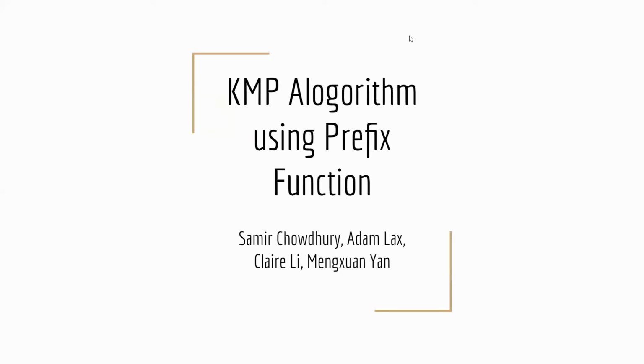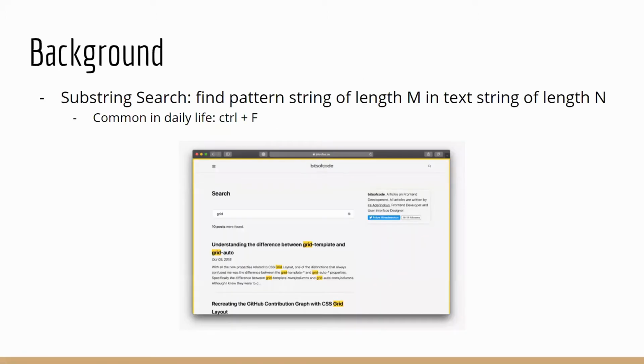Hello everyone, our presentation will be focused on the KMP algorithm using the prefix function. The substring search method deals with the problem in which we are given a text string of length n and a pattern of length m, and we are to find out where the pattern exists in the text. It is extremely important in our daily life, ranging from searching for certain pattern words in a PDF or doc, to more complicated topic modeling in machine learning.